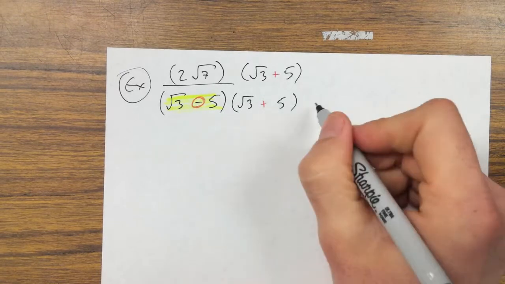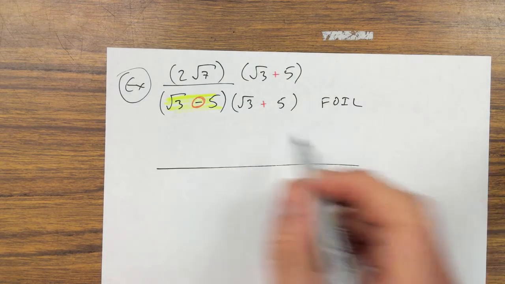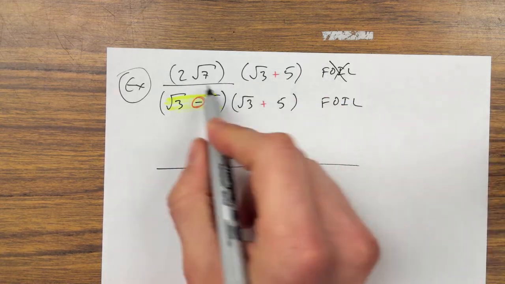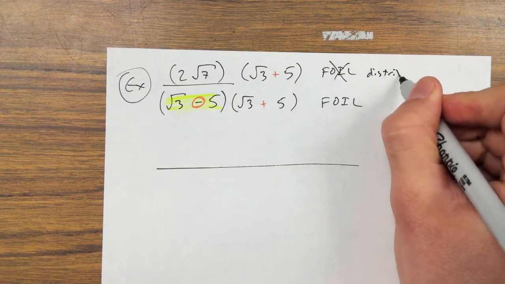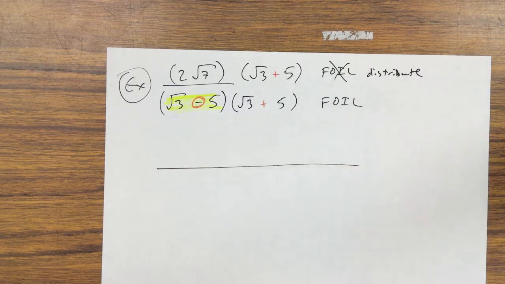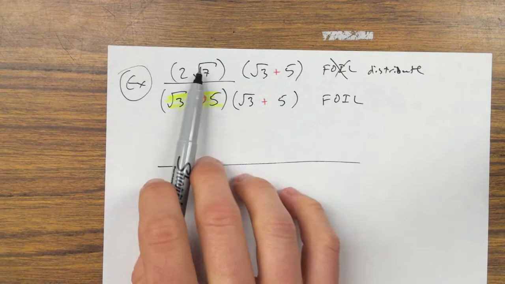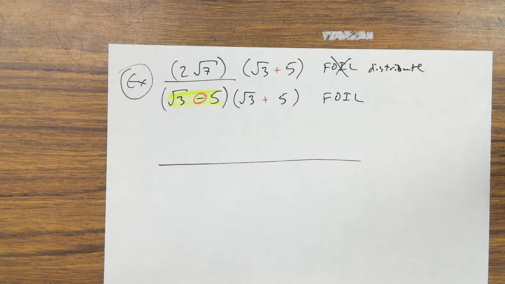Then you look at it and say, okay, the bottom we're going to FOIL, and the top is not really going to be a FOIL. The top, based on how it looks, is going to be a distribute problem. So typically they're both FOIL, but the way it looks right now, the top is a distribute, the bottom is a FOIL. So let's FOIL the bottom first.